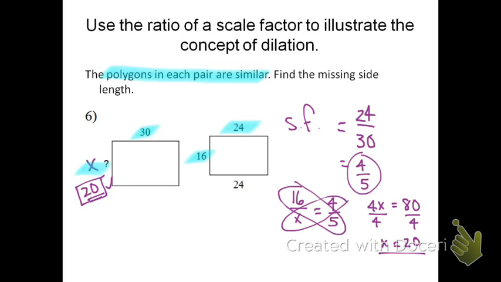But the style that I want to go through with you before we move on to the next one: first we're going to take a look at what the scale factor is. Then, once we find that scale factor, we're going to apply it to the ratio of one side to the missing side length and set it equal so we can create a proportion. So that's step 2 there, and we can solve.